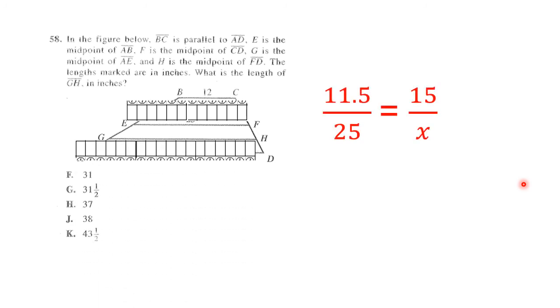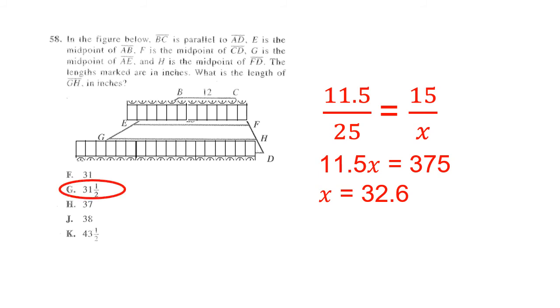I came up with our known distance is 25 and I count 1, 2, 3, 4, 5, 6, 7, 8, 9, 10, 11, and a little bit more. So I'm going to say 11 and a half because I have to be a little more precise. I might say 11.25. And then I count 15 marks for G to H. So 11.5 over 25 equals 15 over X. I solve for X, and I get 32.6. So I know it's bigger than 31 and bigger than 31 and a half, but it seems less than 37. So I'm going to go with G, 31 and a half, which is the correct answer.